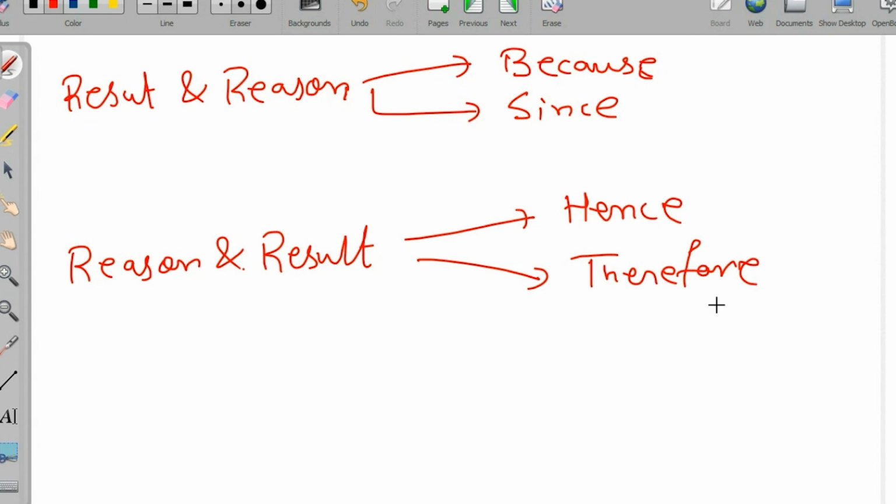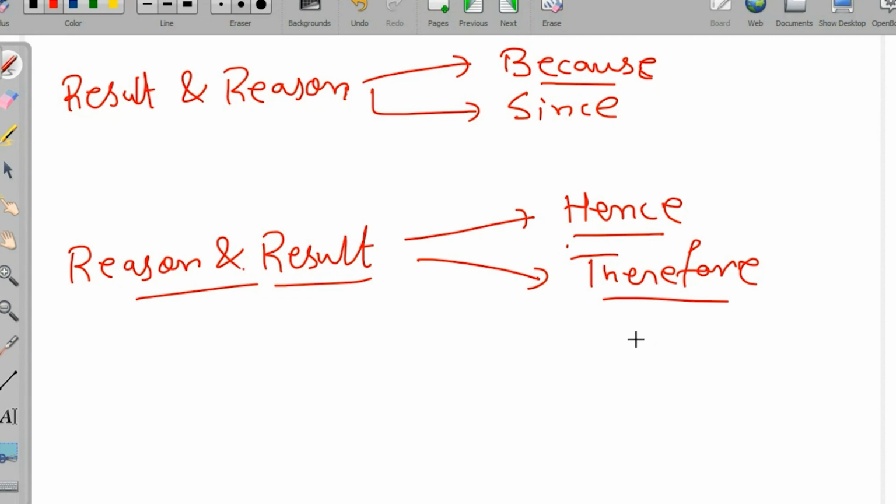Okay. So whenever you see a sentence which has a because in it, that shows that this is a result and reason type of sentence. So find the result. Because will give you the reason. Now you just have to find another statement which is giving you some result. Whereas on the other hand, in reason and result, whenever you see sentences with hence or therefore, find out the reason. Okay. Understood? I hope it is clear to you.